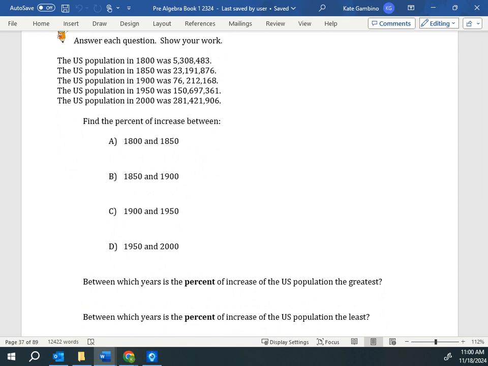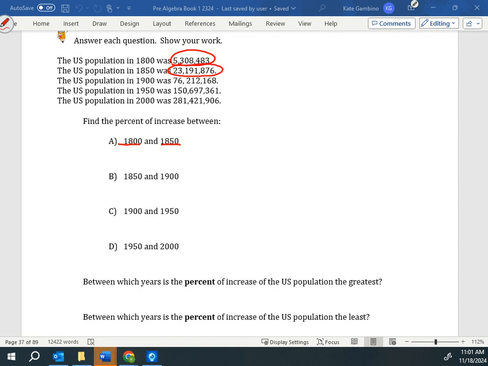So in 1800, the population was 5,308,483. In 1850, it was that population, all the way down to 2000, at a population of 281,421,906. So we're given all of our numbers. Find the percent of increase between 1800 and 1850. So 1800 is our original number. Going up to 1850 would be the new number.